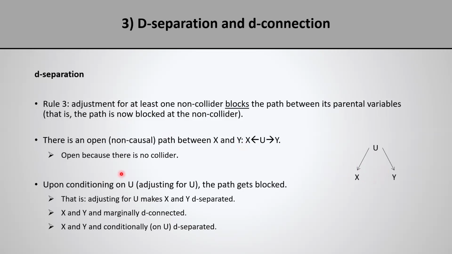So how could we block this non-causal, this biasing path? We could block it according to rule 3 by conditioning on u, that is by adjusting for u. This would result in x and y being conditionally d-separated.